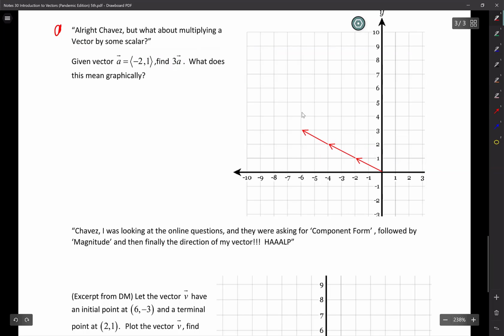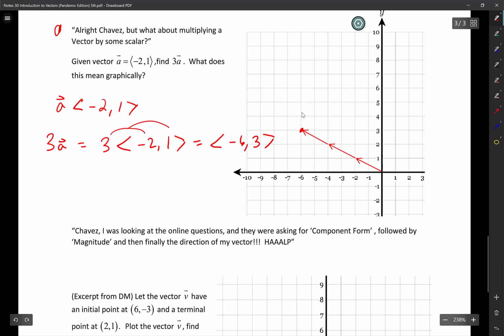Let's see if we can verify that this coordinate right here is negative 6, 3. All right, well, vector A is negative 2, 1. So here's 3A. I'm just going to go 3 times negative 2, comma 1. And then you can just distribute the 3 to both the x and the y components. Negative 6, comma 3. And sure enough, that is at negative 6, comma 3. So it works, guys. Everything made sense there.